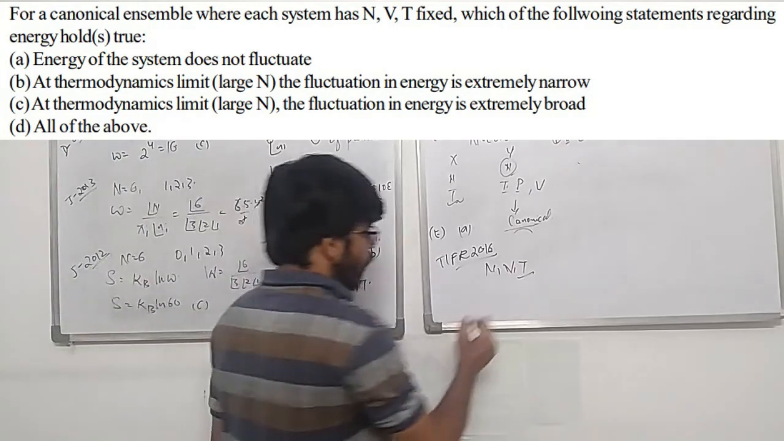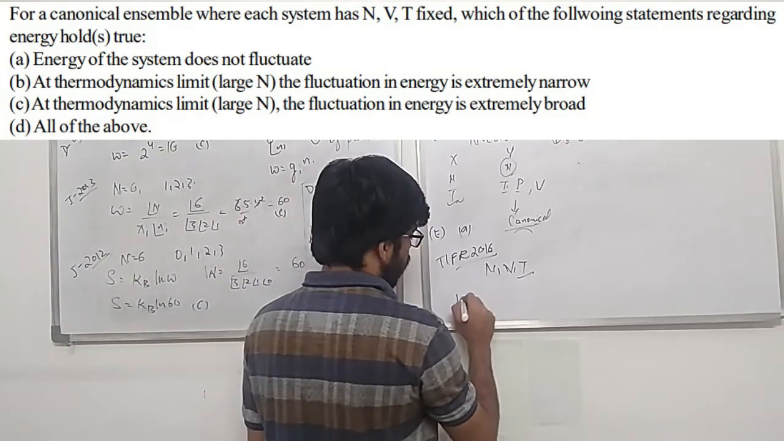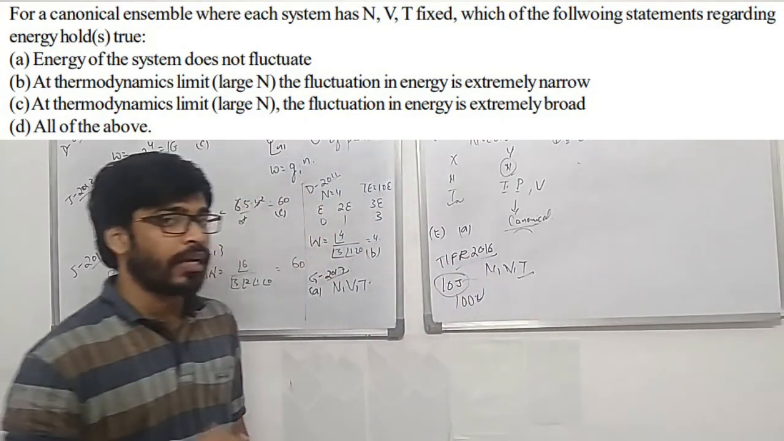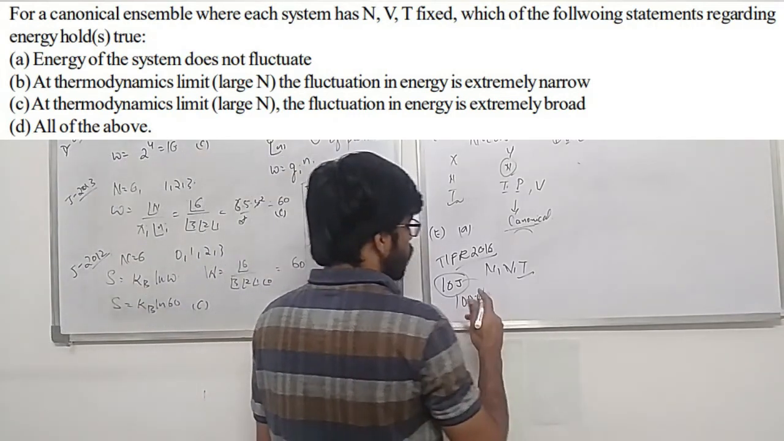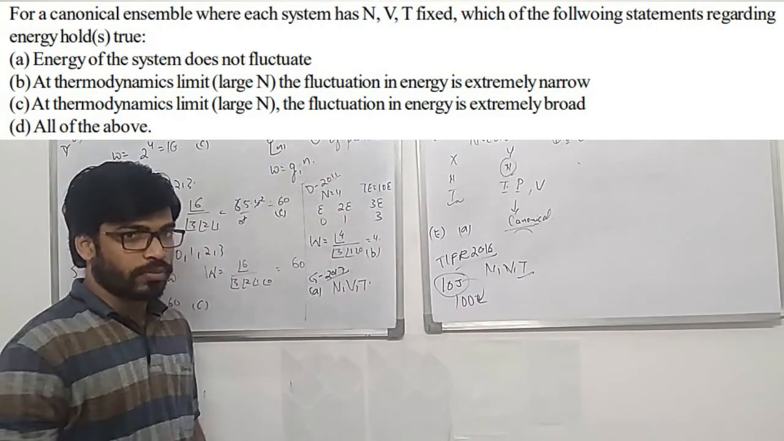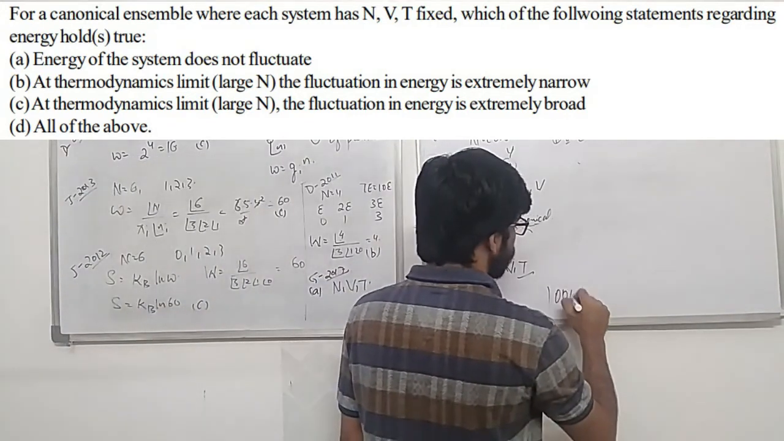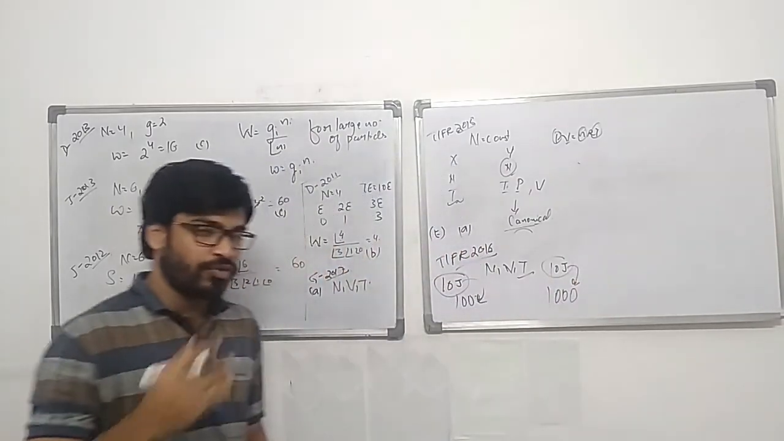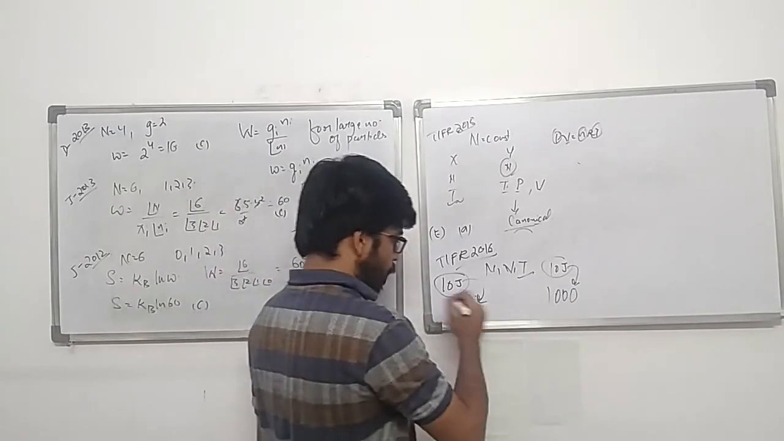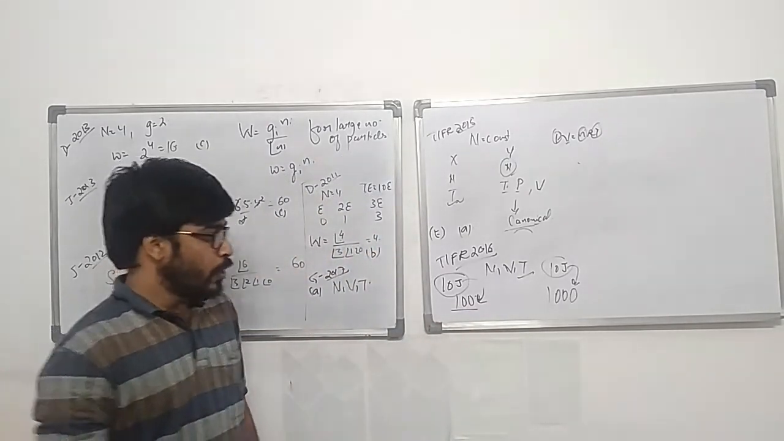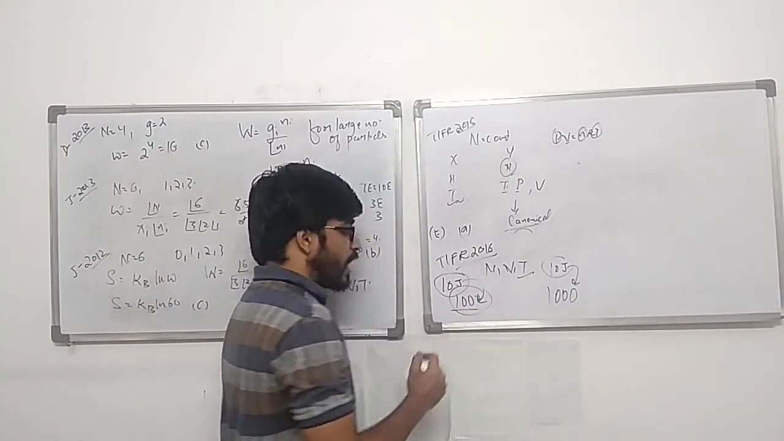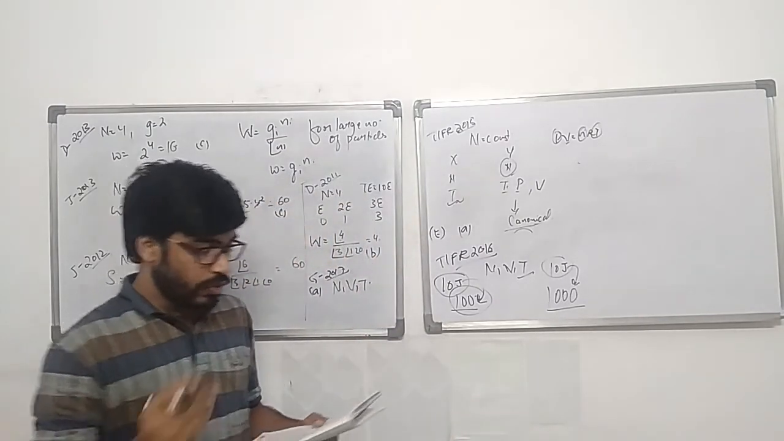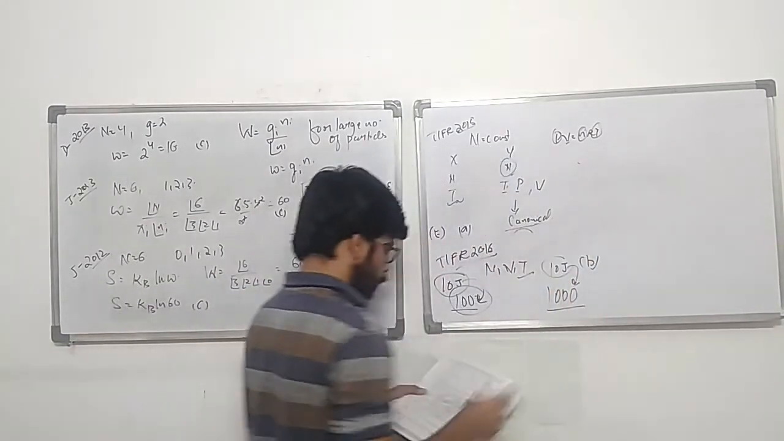narrow. Now, when you have large number of particles, let's say you have 100 particles and you're supplying 10 joule of energy, that 10 joule of energy is being absorbed by 100 particles and some fluctuation in energy is observed. But say you have 1000 particles and you apply the same 10 joule, now they are absorbed by 1000 particles, so the fluctuation in energy will be much lower as compared to when it was for less number of particles. So the statement becomes true that at thermodynamic limit, when the number of particles is large, the fluctuation in energy is narrow, so the correct answer is option number B.